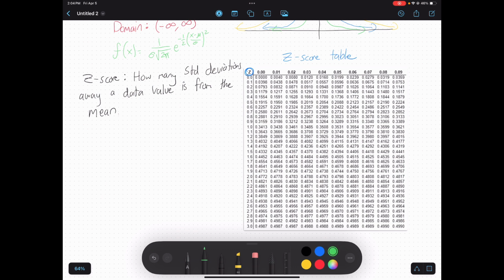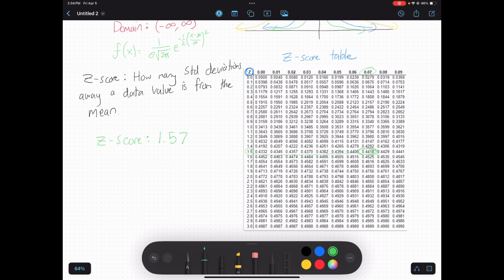So let's say my z-score was 1.57. Okay, I'd come down here, find 1.5, and then come all the way out here to the 0.07. And I'd end up right here. And I'm going to explain what this number is in a little bit, but there's my z-score, 1.57. What does that mean? That means I'm looking at the data value that's 1.57 standard deviations away from my mean value.